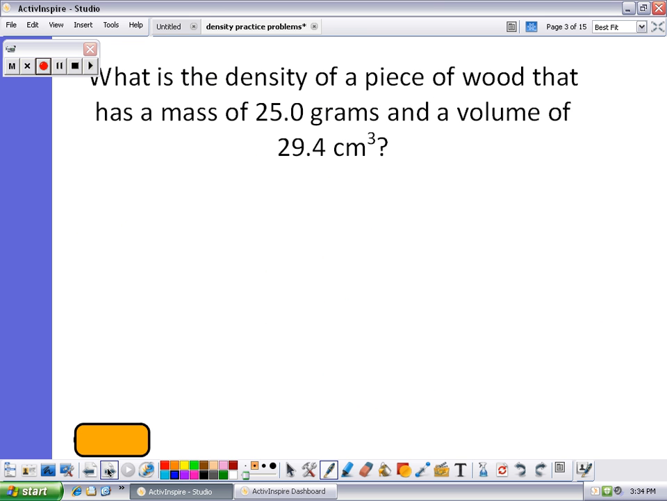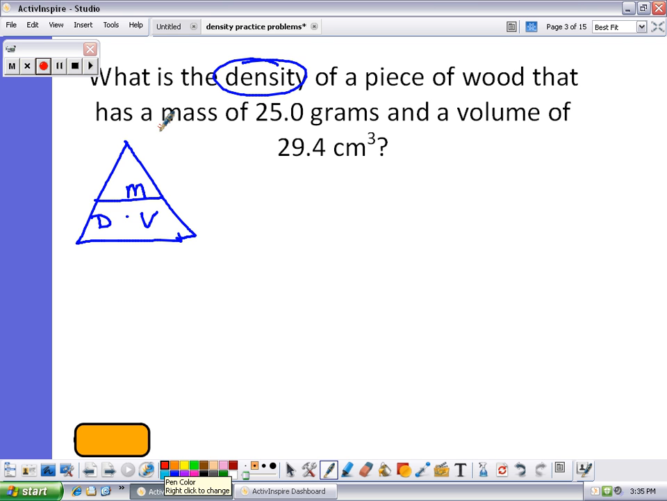Next problem. What is the density of a piece of wood that has a mass of 25 grams and a volume of 29.4 cubic centimeters? Pause and do the problem. Here we have our triangle, and we look at our problem. It says, what is the density? So we are looking for the density of a piece of wood. It gives us a mass of 25 grams and the volume of 29.4 cubic centimeters.